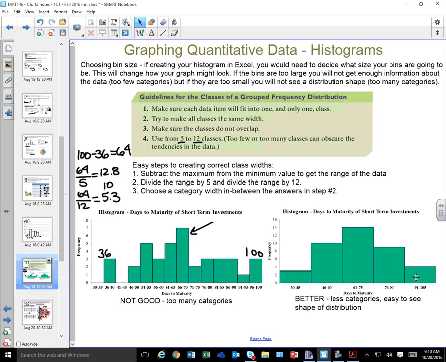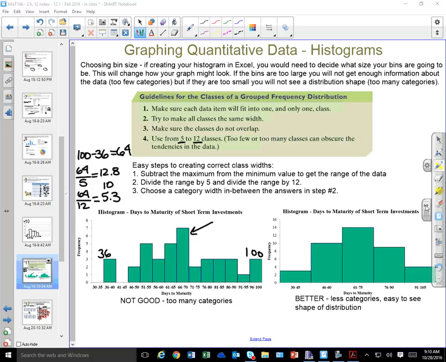Now this is the same data. All I've done is change the groups, okay? So notice the groups down here are, well, I didn't mean for that to happen, sorry. Let me undo that.